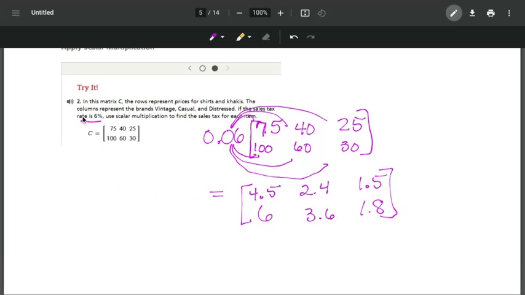What this matrix represents is the sales tax on each item, and it keeps everything nice and organized. So I can look and say, okay, the sales tax on the casual shirt is $2.40.